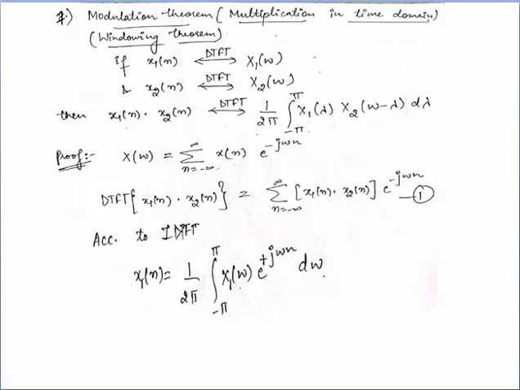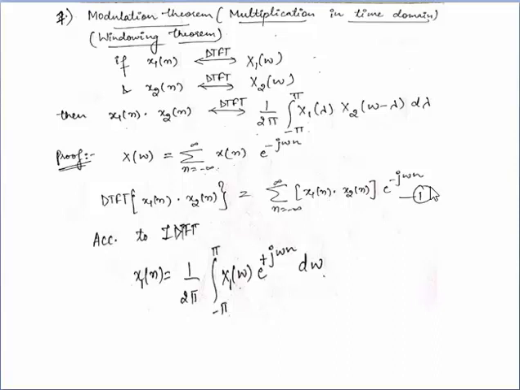First, we have to again write down the formula of DTFT, discrete time Fourier transform, that is X(omega) is equal to summation n tends to minus infinity to infinity x(n) e raised to power minus j omega n. Now instead of x(n), we have to write x1(n) into x2(n). So in equation number 1, DTFT of x1(n) into x2(n) is equal to summation n tends to minus infinity to infinity x1(n) into x2(n) into e raised to power minus j omega n.